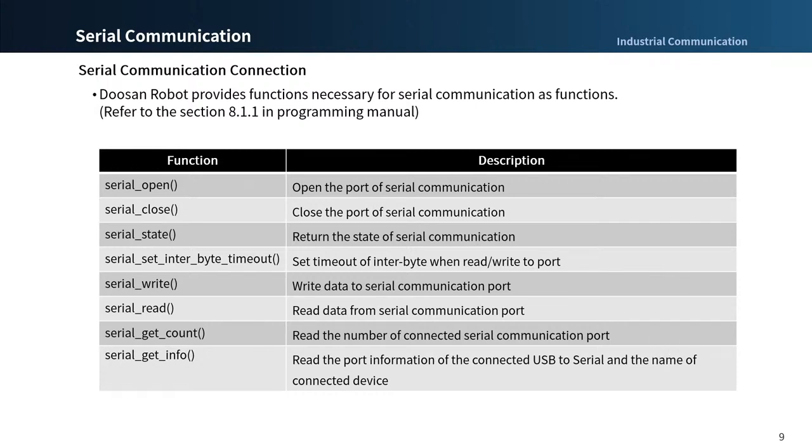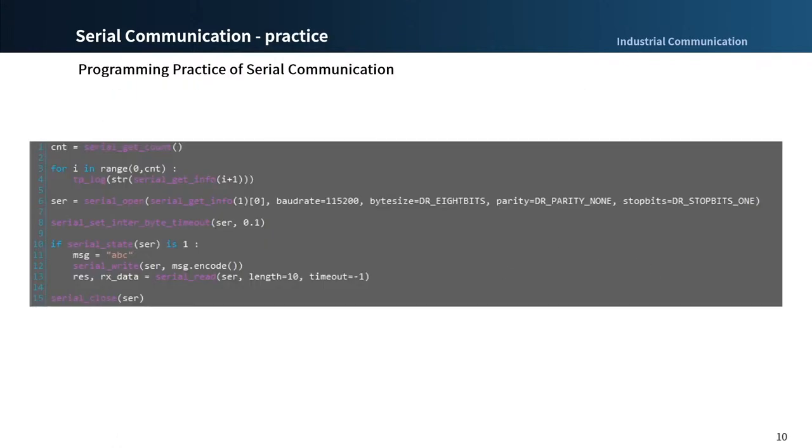We provide the following DRL functions. I will introduce how to use them through an example. You can know the number of connected devices in advance by using serial get count. You can connect to the device by checking the port information using serial get info. And it is possible to check whether the current serial handler is connected by using serial state.